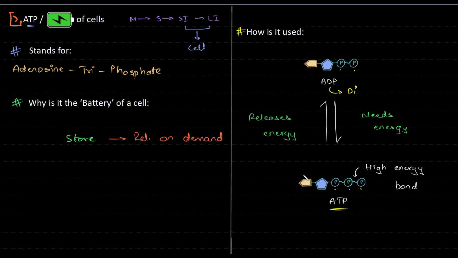So from ATP to ADP, there is a release of energy. From ADP to ATP, we need energy for this conversion. And this particular bond is a high energy bond. And so when this gets broken down, it releases a lot of energy, and that's how our cells get energy. And that's how ATP can store energy.